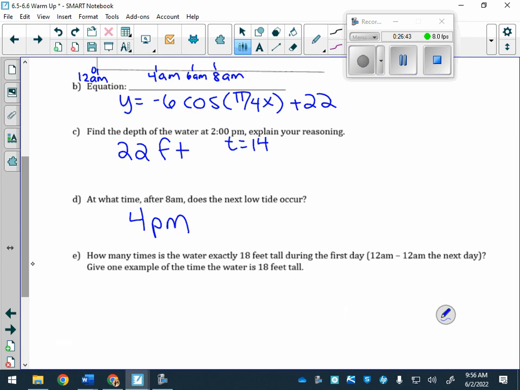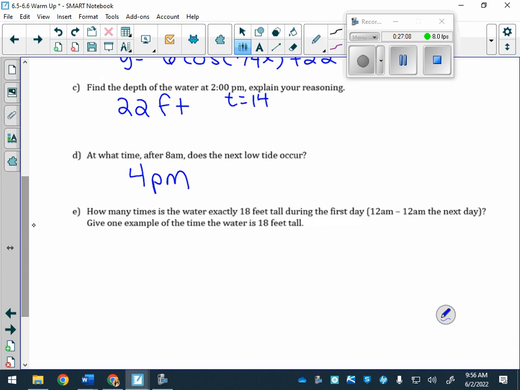Okay. How many times is the water exactly 18 feet tall during the first day? So 12 a.m. to 12 a.m. the next day. Yeah, James? 6 times. Good. Why 6 times? Yep. Good. 6 times. Excellent.